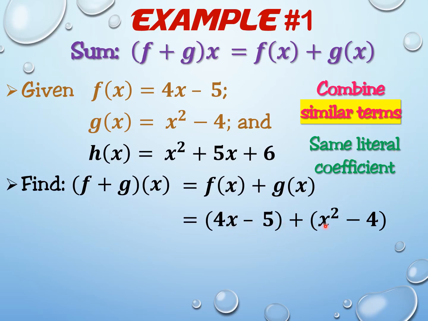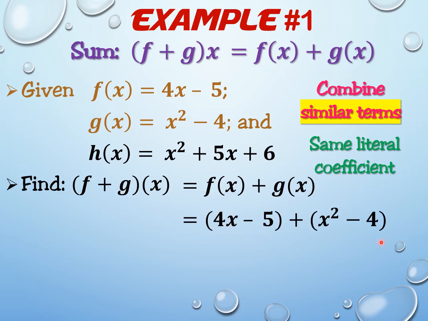So to simplify this, we simply copy, or your sum should be arranged in descending powers of x. So for x squared, we're going to copy that. And then for x, there is no other term which has an x variable, so we also copy that. And we will simply combine negative 5 and negative 4.